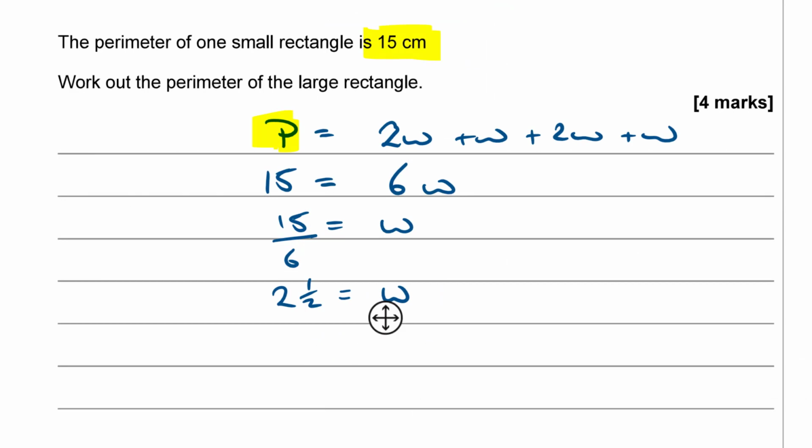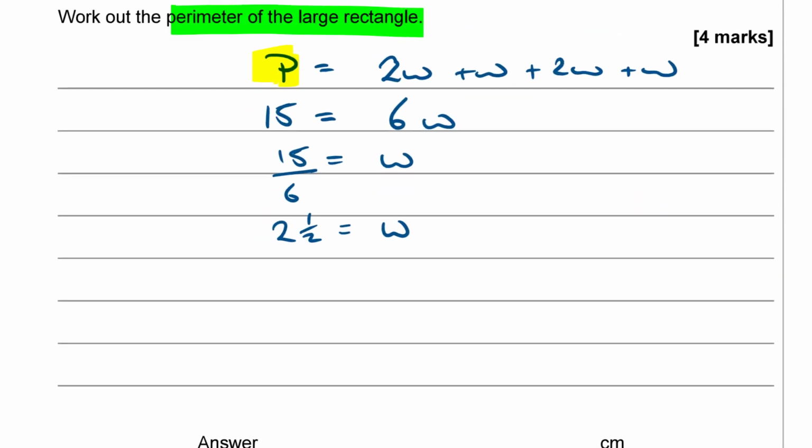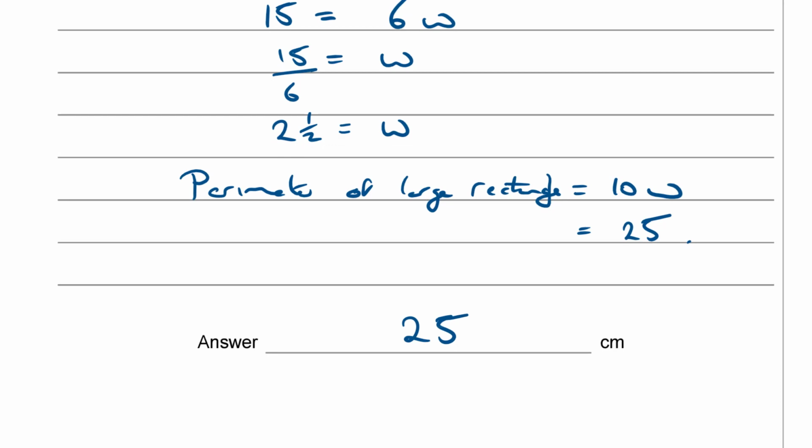Now, the question actually wants us to work out the perimeter of the large rectangle. So if we come back to our diagram, then our large rectangle, from here to here, is 3 W's, isn't it? It's 2W and a W, which is 3 W's. And then down here is 2 W's. So it's 3W, 2W, 3W, 2W, which is 10W, isn't it? So the perimeter of the large rectangle equals 10W, which is equal to, well, it's 25. So the answer is 25 centimeters.